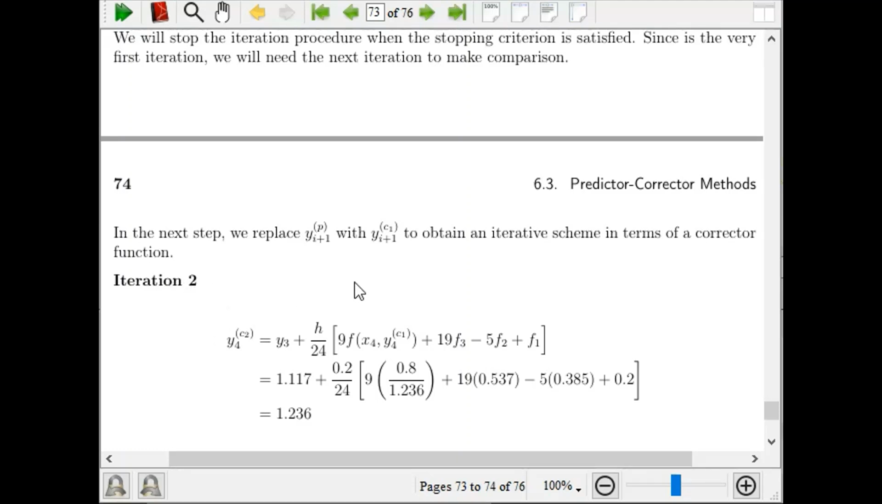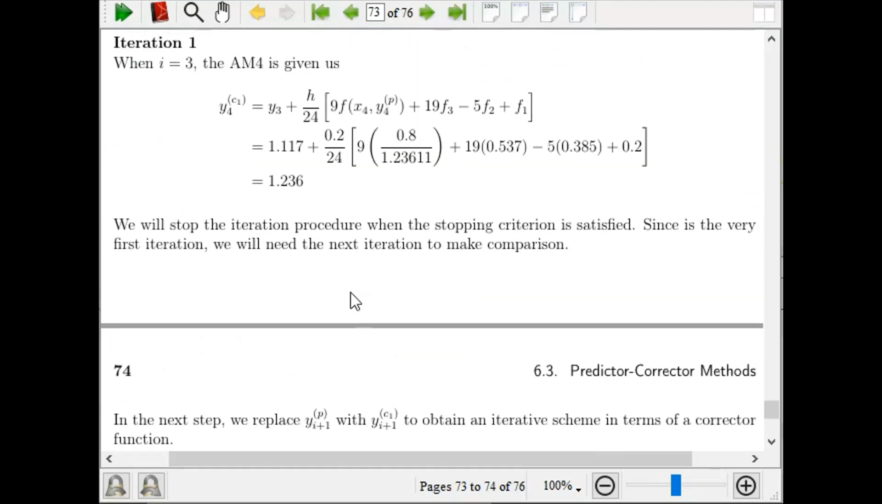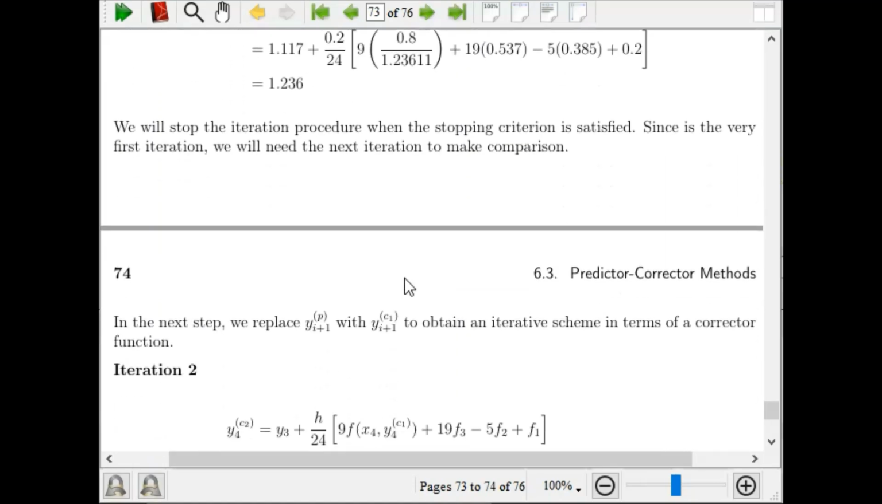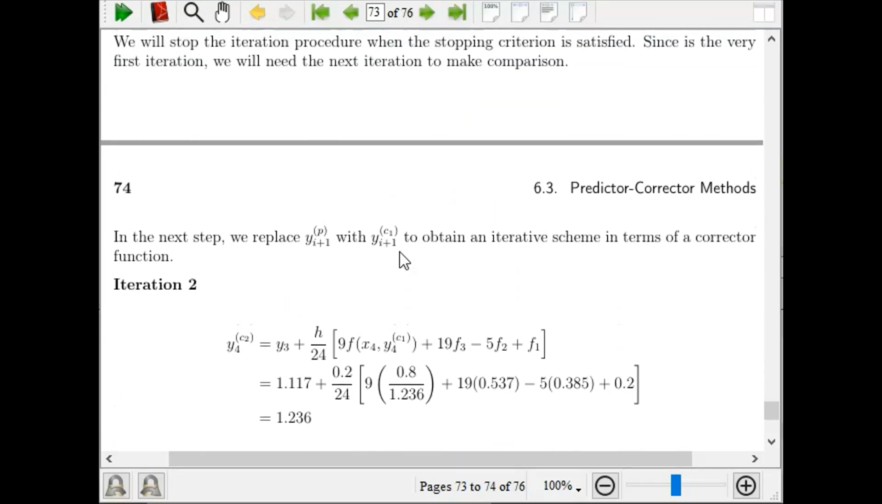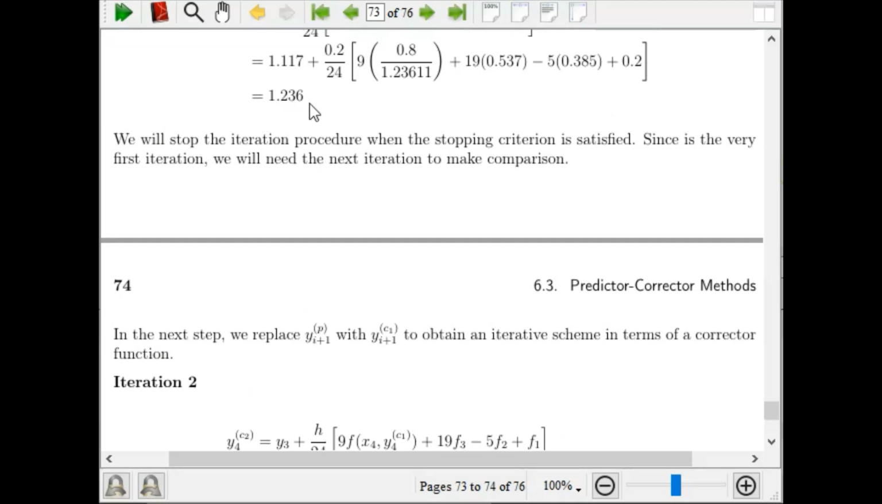That is still i at 3. What is changing is this yP is no more that, but we are using this yC for that. So this y2 and this becomes y0. So this is c2 and this becomes c1. So we are picking the solution here and we are plugging it into the same function. Nothing has changed. The only thing that has changed is this solution.